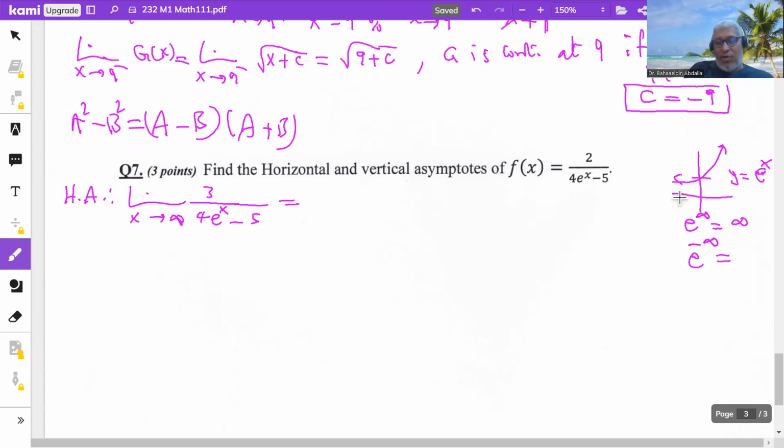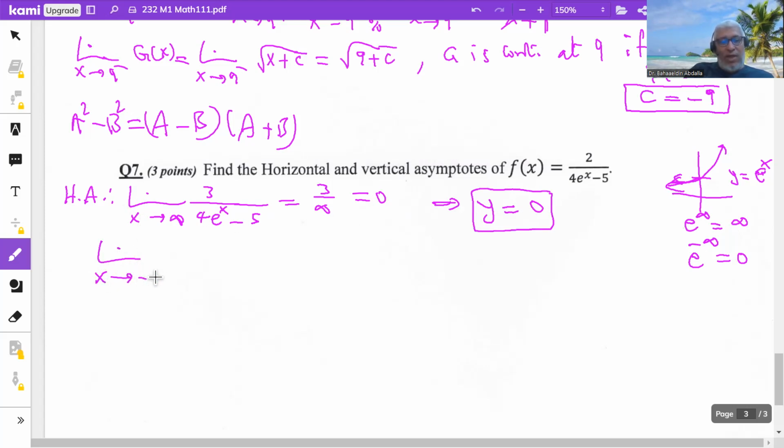While when x approaches negative infinity, the graph approaches 0, so e to the power negative infinity is 0. This is important. So e to the power infinity is infinity. 4 times infinity is infinity, infinity minus 5 is infinity, so 3 over infinity, and that's in fact 0. So y equals 0 is a horizontal asymptote.